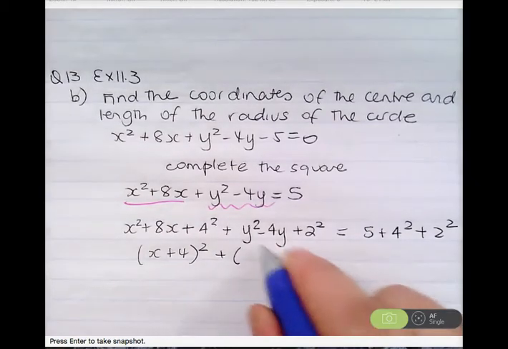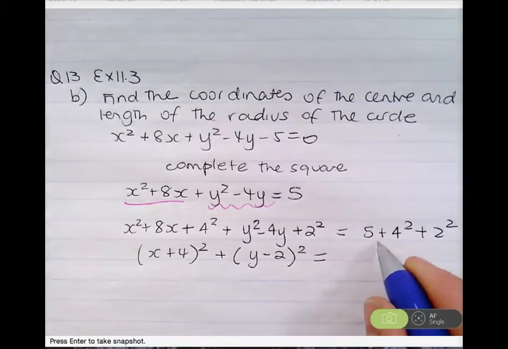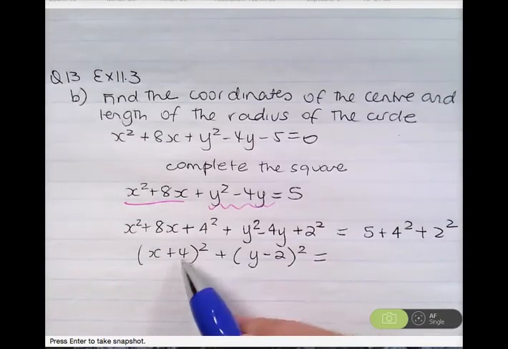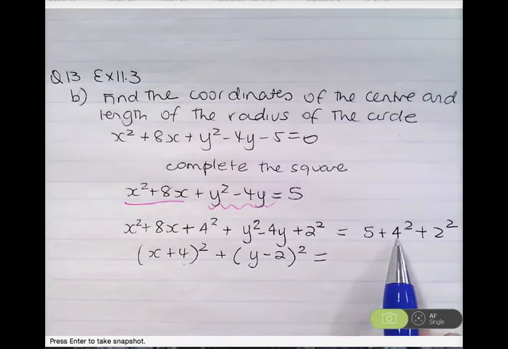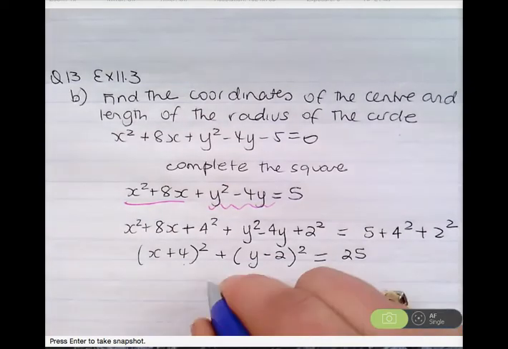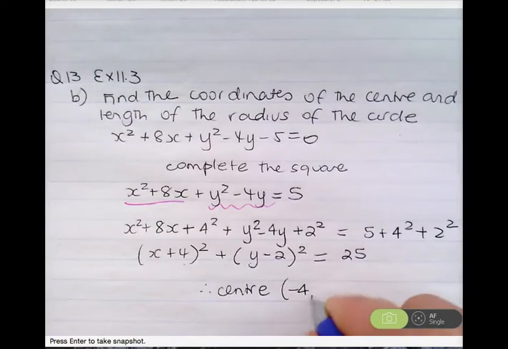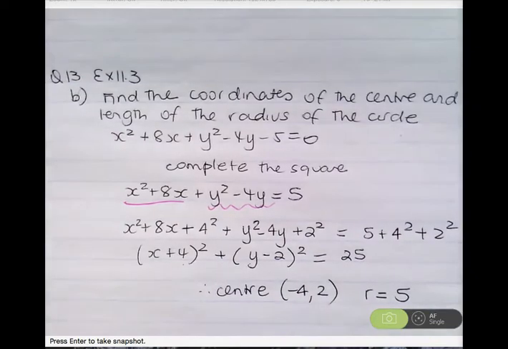But this one will be a plus or a minus? Yeah, it's y minus 2 squared. 4 squared is 16. Instead of writing 16 here, I like to write it as 4 squared because you can see what goes into the bracket straight away. Now, over here you'll need to add 5 plus 16 plus 4, which is 25. That's it. So therefore, what's the centre? Negative 4, 2, and the radius is 5 because 25 is 5 squared.